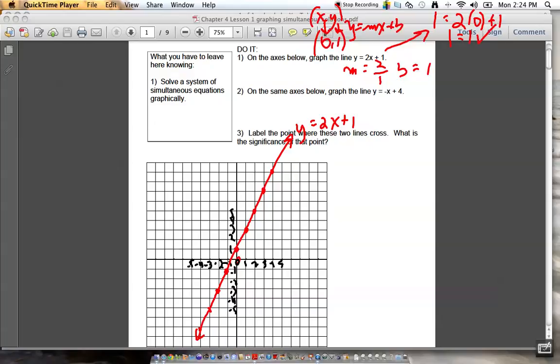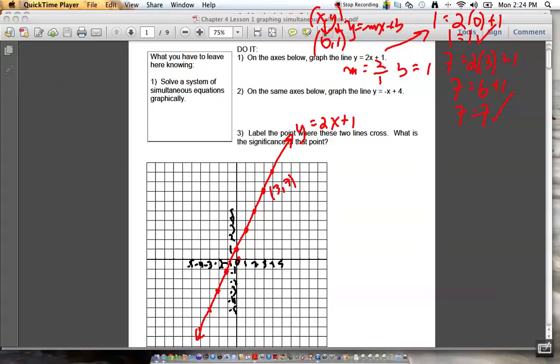Now I'm going to pick one up here. I'm going to do the point 3, 7, which is way up here. Show you that point checks too. 7 equals 2 times 3 plus 1. What is 2 times 3? 6 plus 1. And what's 6 plus 1? 7. So 7 equals 7.